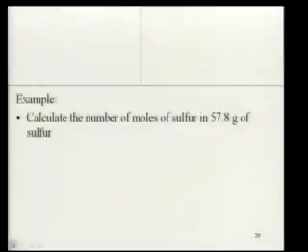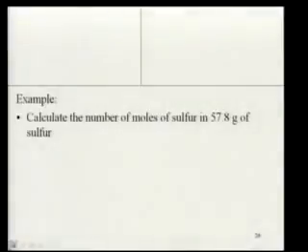Okay, that being said, do this. Calculate the number of moles of sulfur in 57.8 grams of sulfur. What do we need to know in order to answer this question? Yeah, we need to know how much 1 mole of sulfur would weigh. That's our conversion factor. Okay? Now, we have 57.8 grams. Basically, we want to see how many moles that is. 1 mole is how many grams according to the periodic table? 30. Okay, so 32, or thereabout.